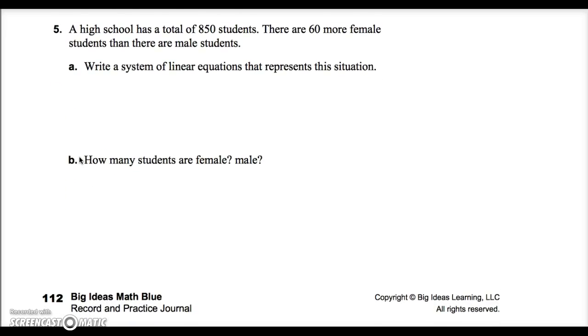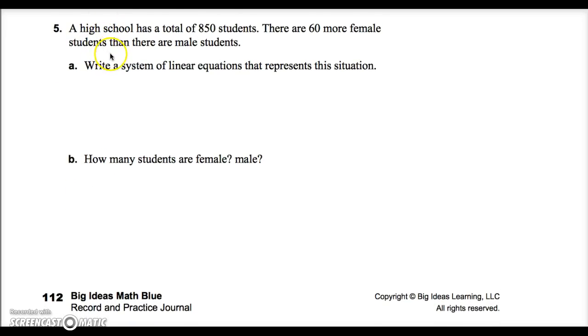Okay, so the last thing we're going to do on number 5 is we're going to set up the system of equations, and then we'll worry about solving it later. So it says a high school has a total of 850 students. There are 60 more female students than there are male students. And part A says write a system of linear equations that represents this situation. So keep in mind, for it to be a system, you have to have at least 2 equations. Okay? So we know that the school has a total of 850 students. That's our first piece of information there.